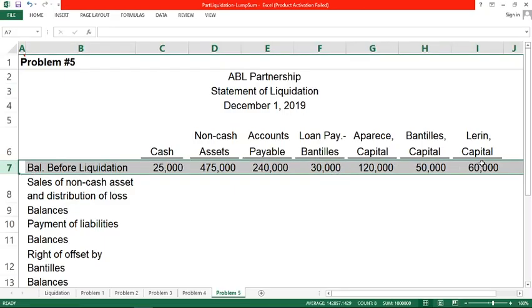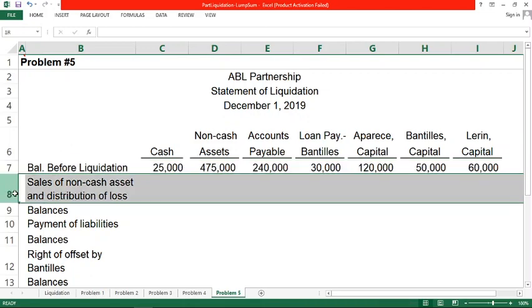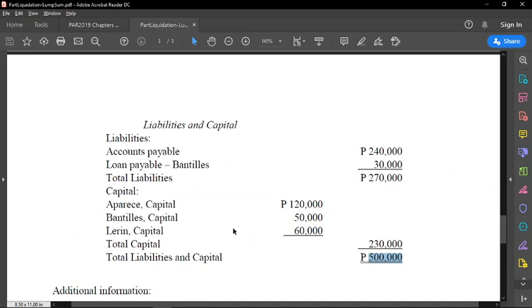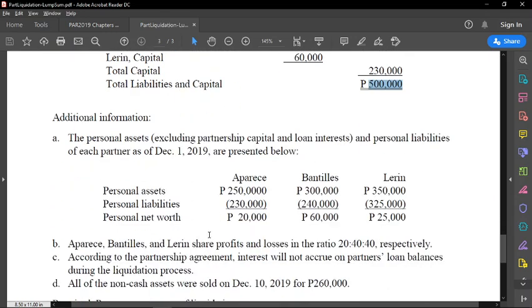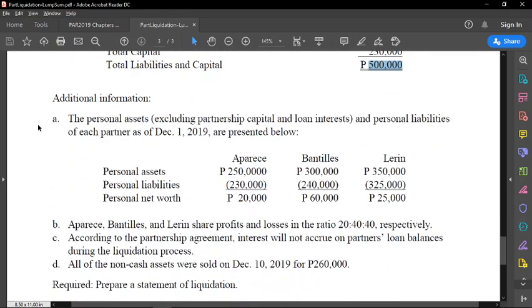I guess okay na rin naman to. Okay, so let's proceed to the sale of non-cash assets. Di pa pala tapos, andito pa yung additional information. The personal assets, excluding partnership capital and loan interests, and personal liabilities of each partner are the following.